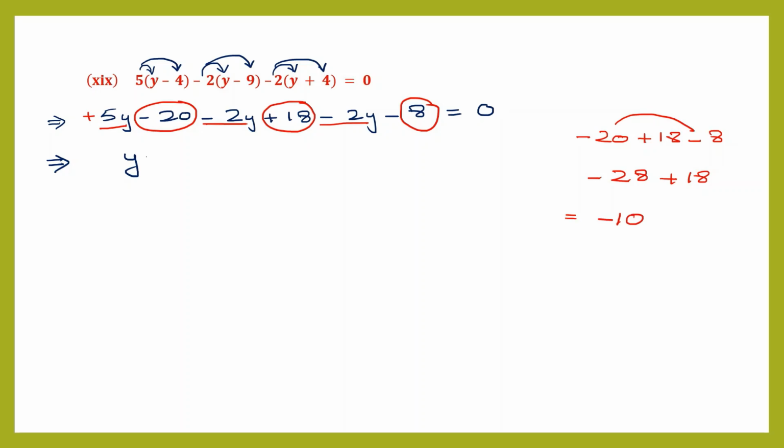So here we have y minus 10 is equal to 0. Now to find the value of y, we say y is equal to 0 plus 10 because we are transposing minus 10 from the left hand side to the right hand side. So that becomes plus 10. So now let's solve for y.